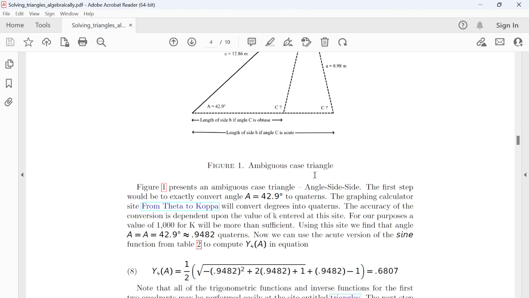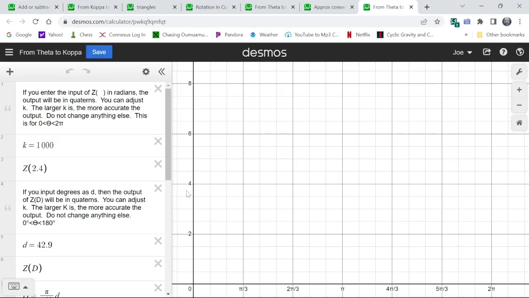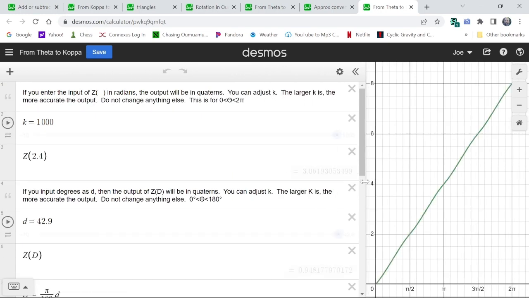As I said, I am going to link this paper, and I am also going to link all of these calculator websites. So notice that angle A is 42.9 degrees. I go to this website here, and I'm going from theta to kappa. And K I set depending on how accurate I want to be. I don't want to make it too high because then it takes a lot of calculations. But I'll set it at 1,000. That'll be sufficient for us.